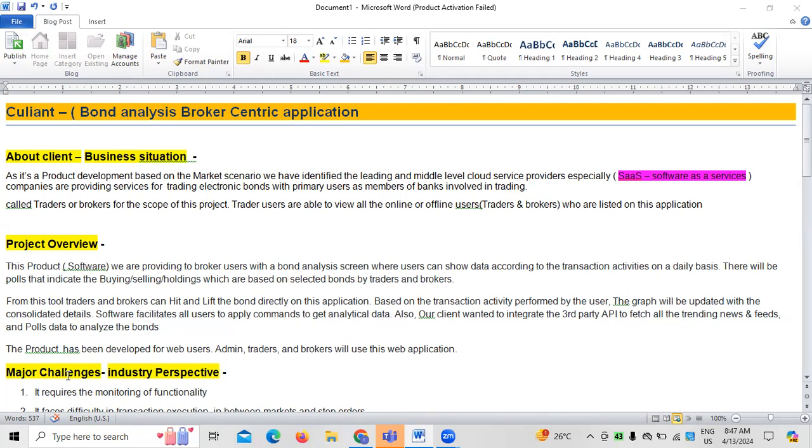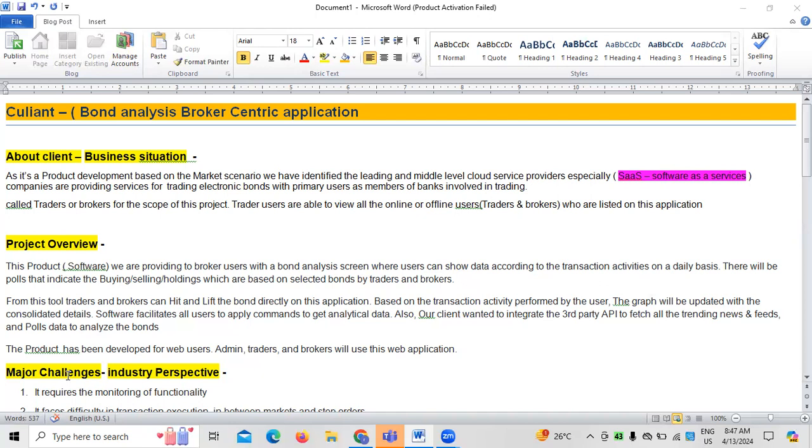At the same time, banks also have services of portfolio, stock trading, stock broking, right? So even capital market related services will also be managed by the banks as an external entity, I'm talking about, right? So for trading electronic bonds, the primary users are the members of the banks involved in the trading. Normally, these traders or brokers will be identified as part of the scope of the project that we are going to develop. Normally, these traders, either brokers or traders or whoever they are, right?